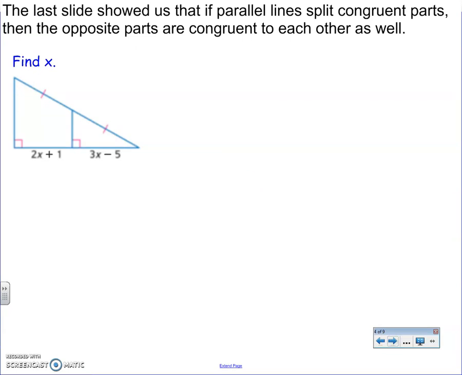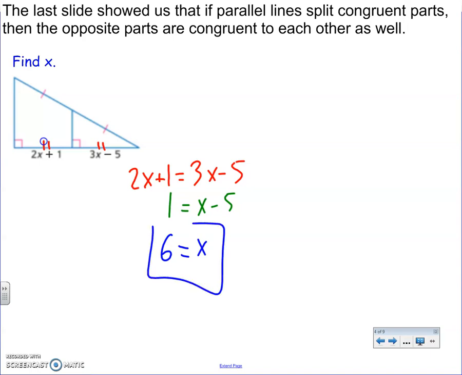So the last slide showed us that if parallel lines split congruent parts, then the opposite parts are congruent to each other as well. So for this picture, they don't give us all this stuff. They say they're congruent. If they're congruent, then these must also be congruent. Because remember, when I multiply, if I put a number here, 8 and 8 or whatever, it's going to turn into 1, or they'll cancel out. So really, I can just go straight to saying 2x plus 1 equals 3x minus 5. I'm going to subtract 2x both sides. After that, I'm going to add 1 both sides. 6, I like 6. It's x, that's the question, we're done.